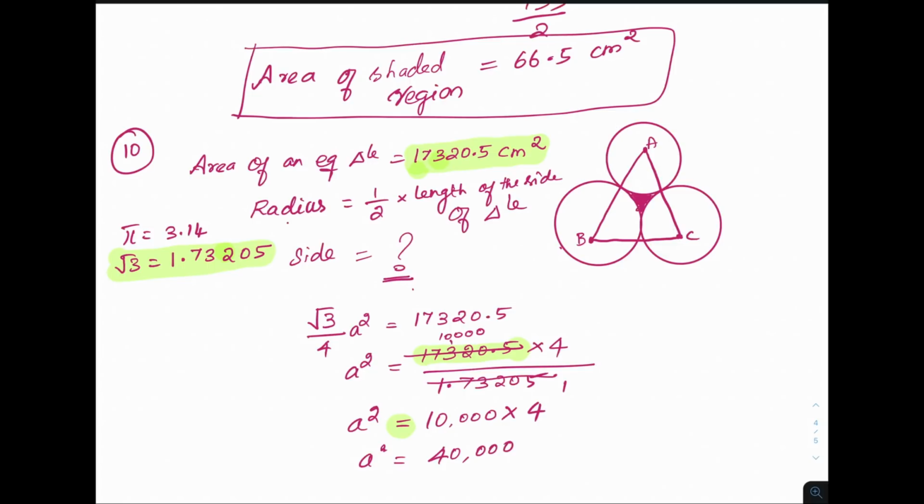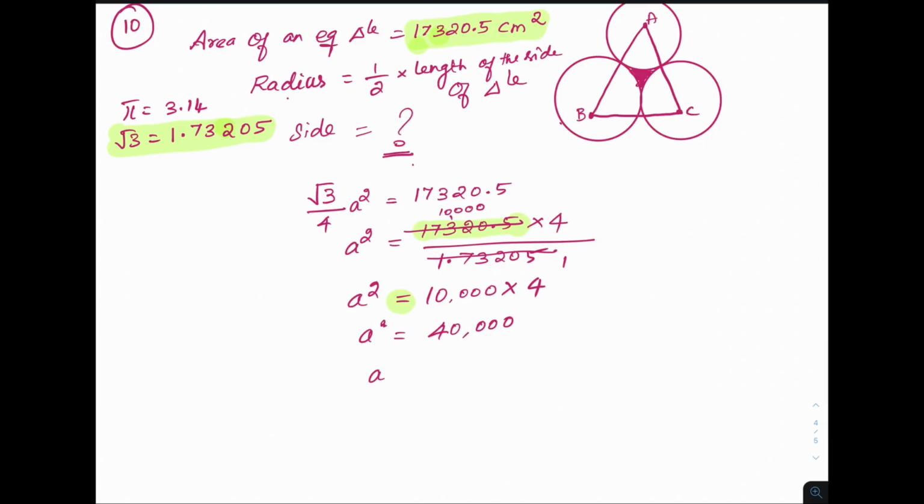A square is equal to 40,000. So what will be the value of a? A is equal to square root of 40,000. I hope all of you know how to do a long division. Actually this is a square number. So 2 twos are 4, and how many zeros? 2 set of zeros. So square root of 40,000 will be 200 meter.